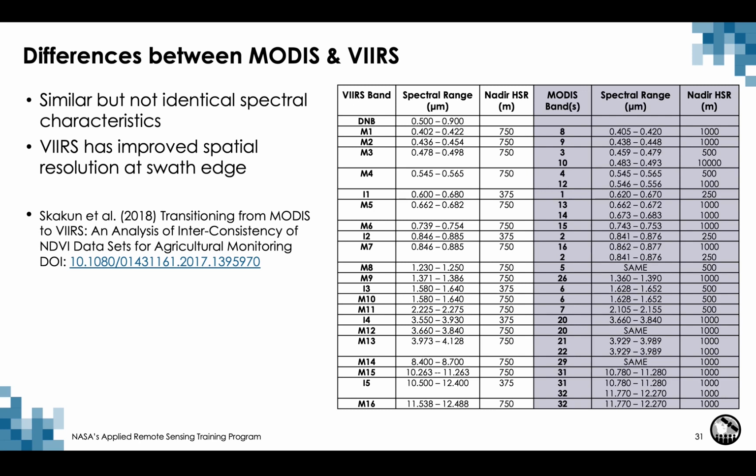For more information on the similarities and differences between the two sensors, in context of calculating vegetation indices for agricultural monitoring, we've provided the following reference for Skakun, Justice, Vermote, and Roger.